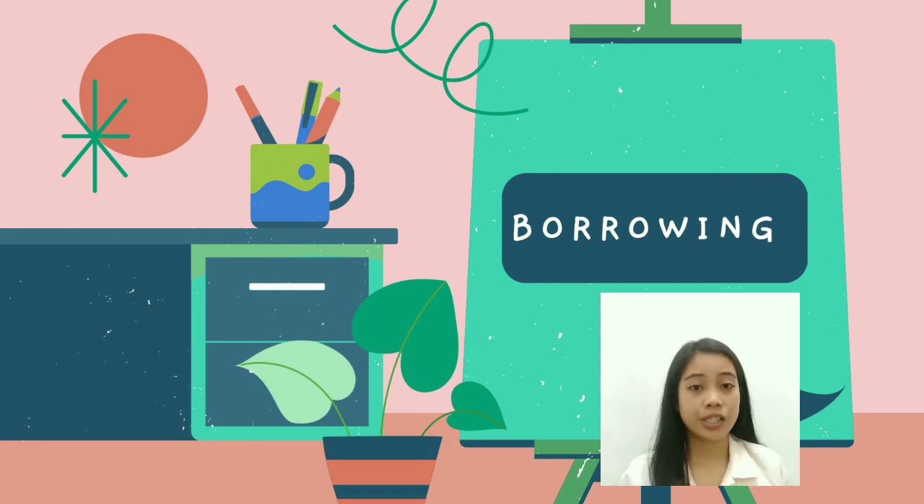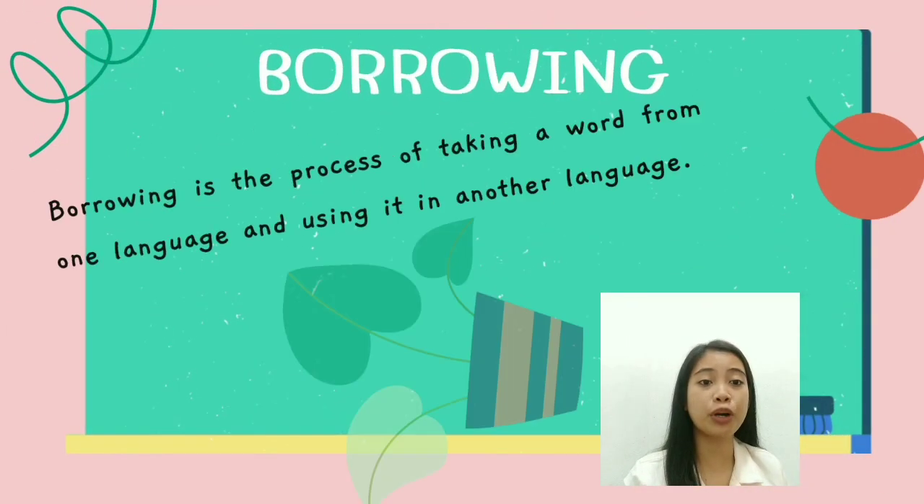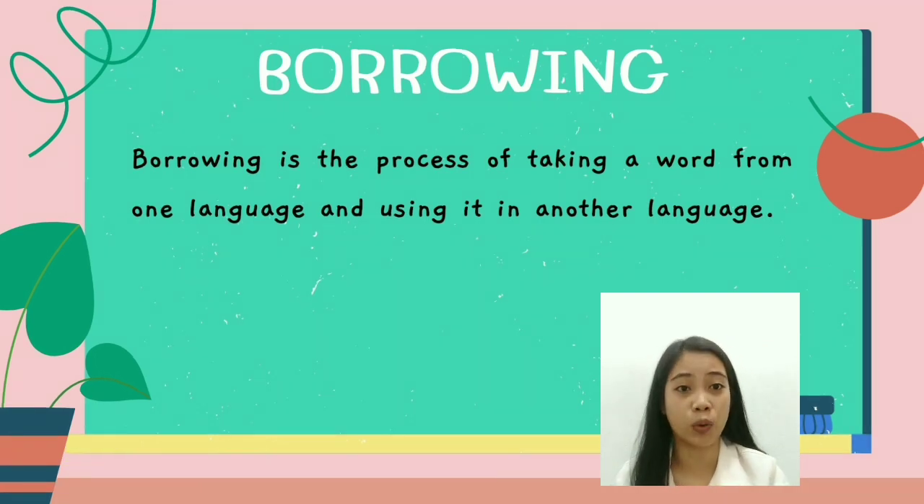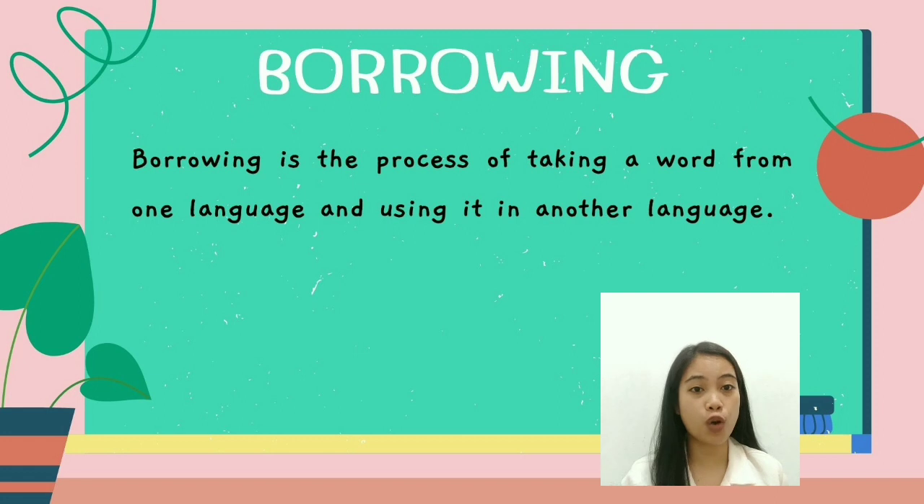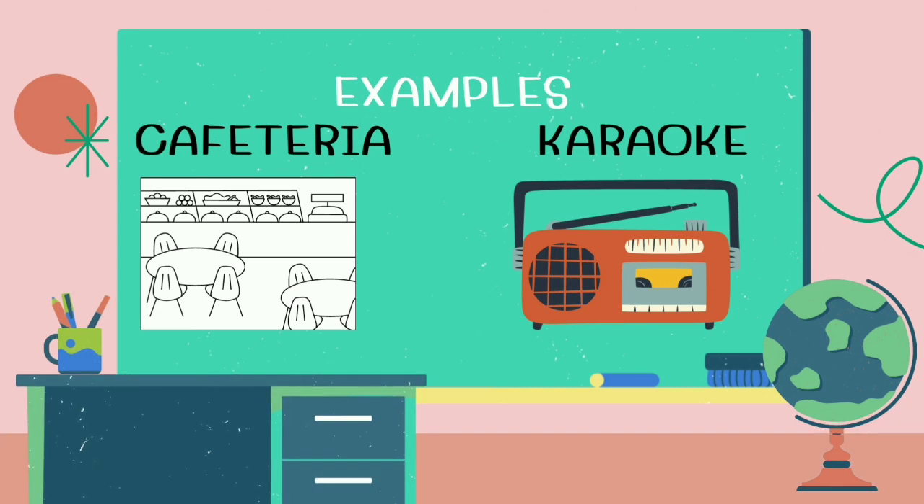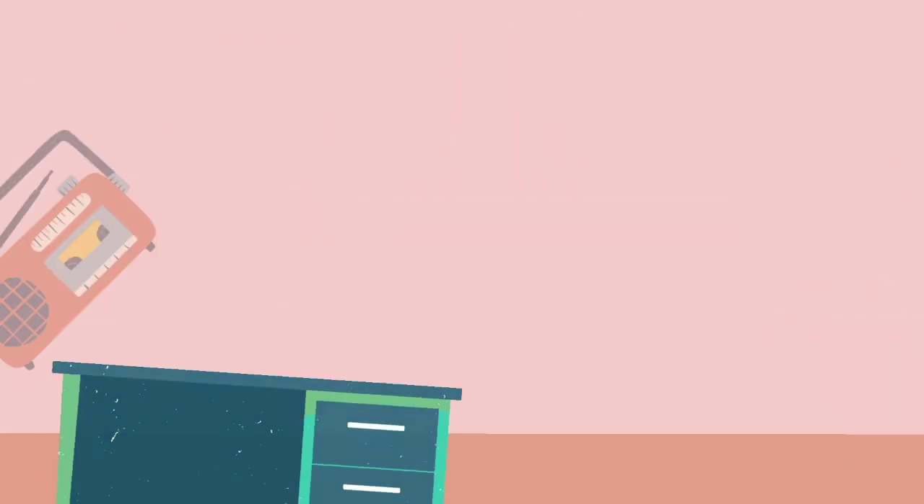Next is borrowing. Borrowing is the process of taking a word from one language and using it in another language. English is known for borrowing words from other languages such as French, Latin, and Greek. Some examples of borrowed words in English include cafeteria from Spanish and karaoke from Japanese. Borrowed words can undergo changes in pronunciation or spelling to fit the new language's rules. They can also have different meanings in the new language than they did in the original language.